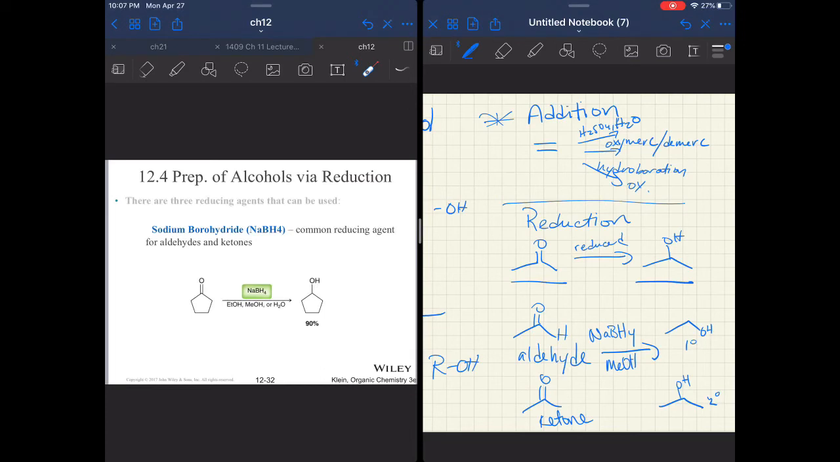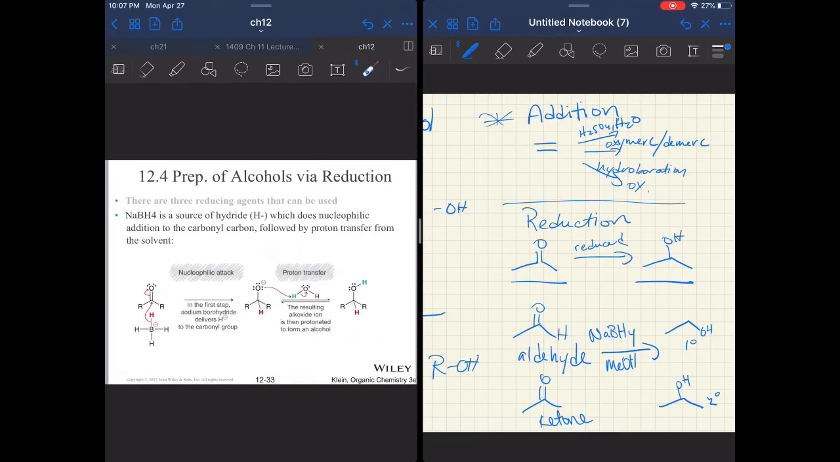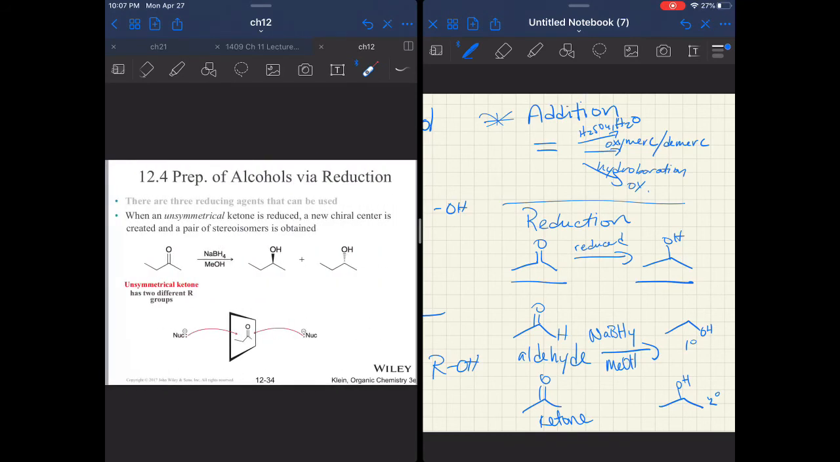All right, it works really nicely, good yields. It's a relatively simple reaction. You do not need to know the mechanism. It's interesting, but I will not ask you the mechanism of this particular reaction. It is not stereoselective. If you have an asymmetric ketone and you make a chiral center, you will make both enantiomers.